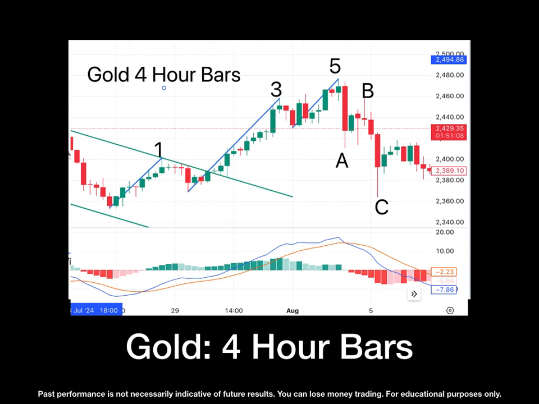The buy zone for me is the bottom half of this last wide range down bar at C. So roughly below a level of $2,390 is where I was looking to go long here.